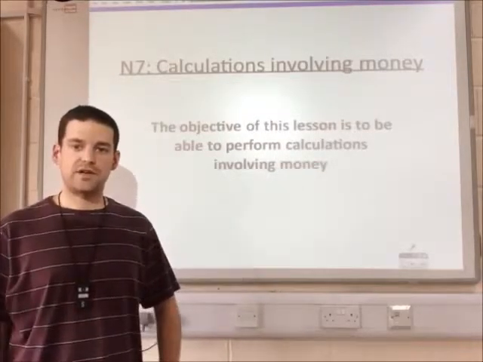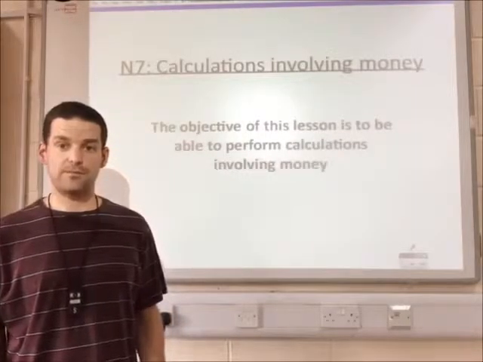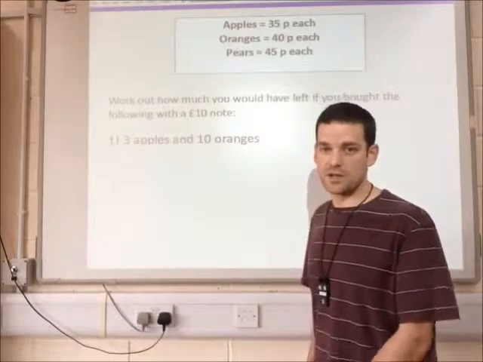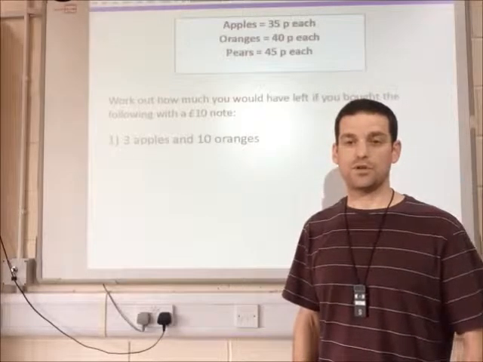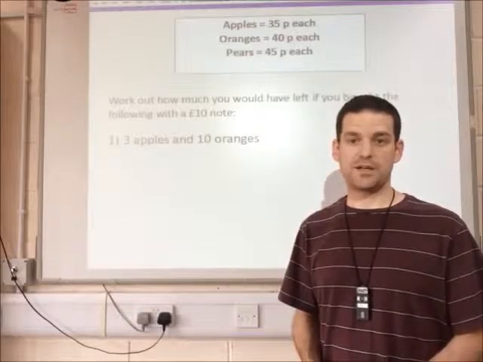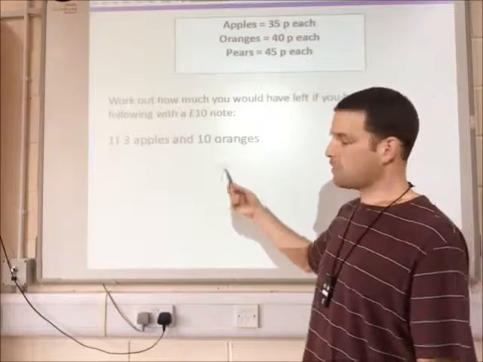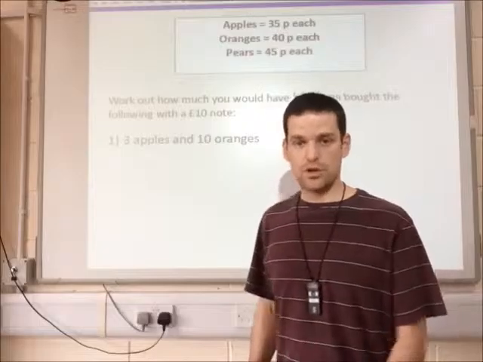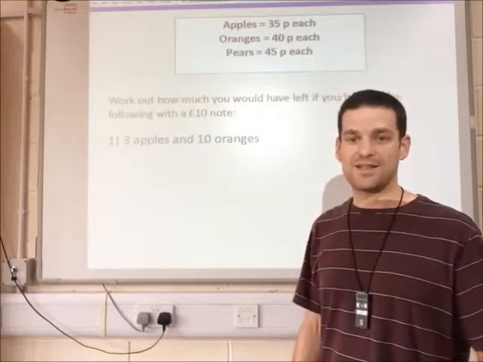Hello, in this video I'm going to work through a couple of examples of how we do calculations involving money. Okay, the first question, it gives us the prices first of all. We're told in the question that apples cost 35 pence each, oranges are 40 pence each and pears are 45 pence each. And then the question is a multi-step question really.